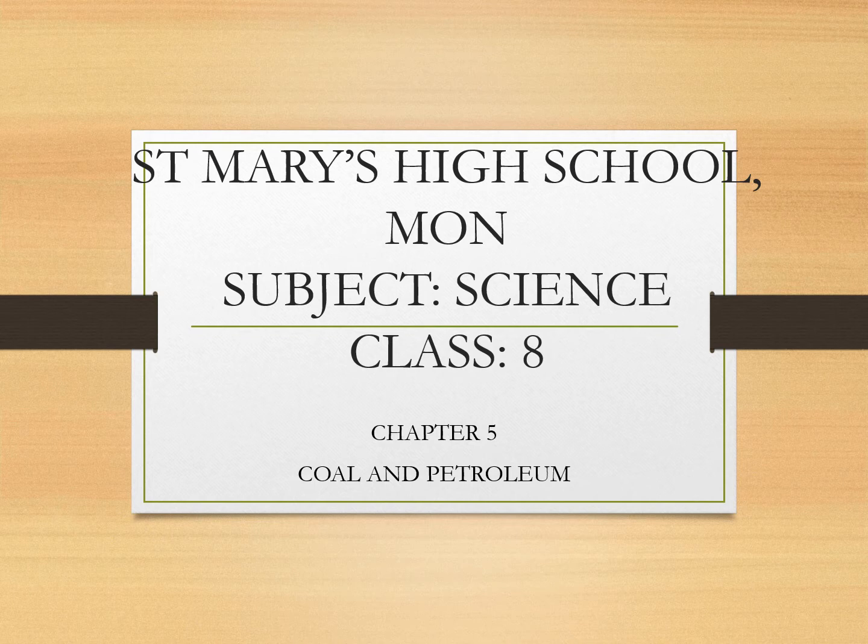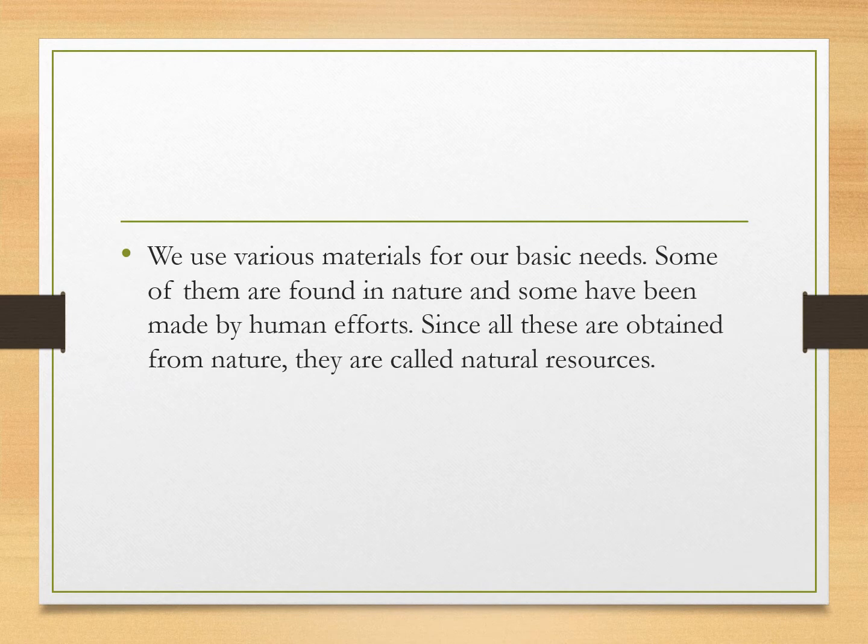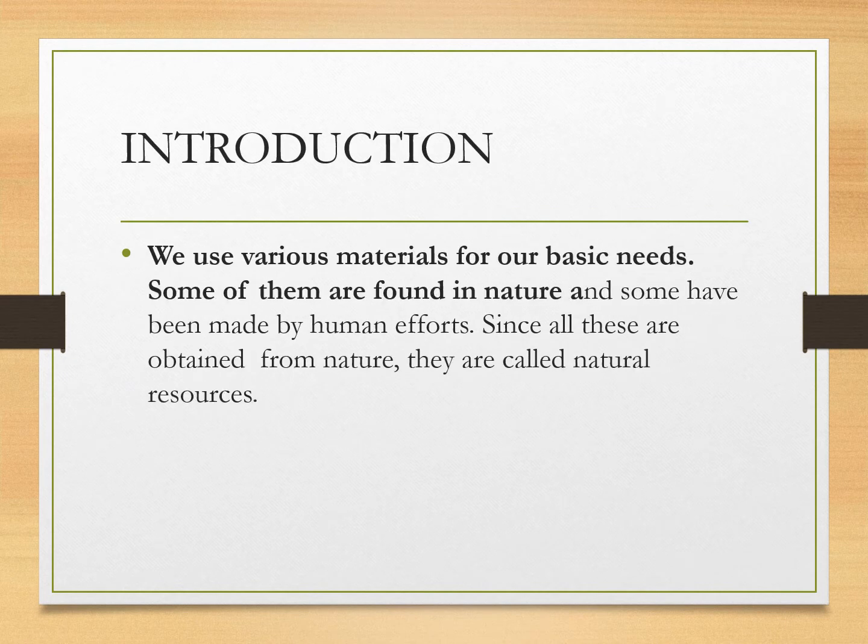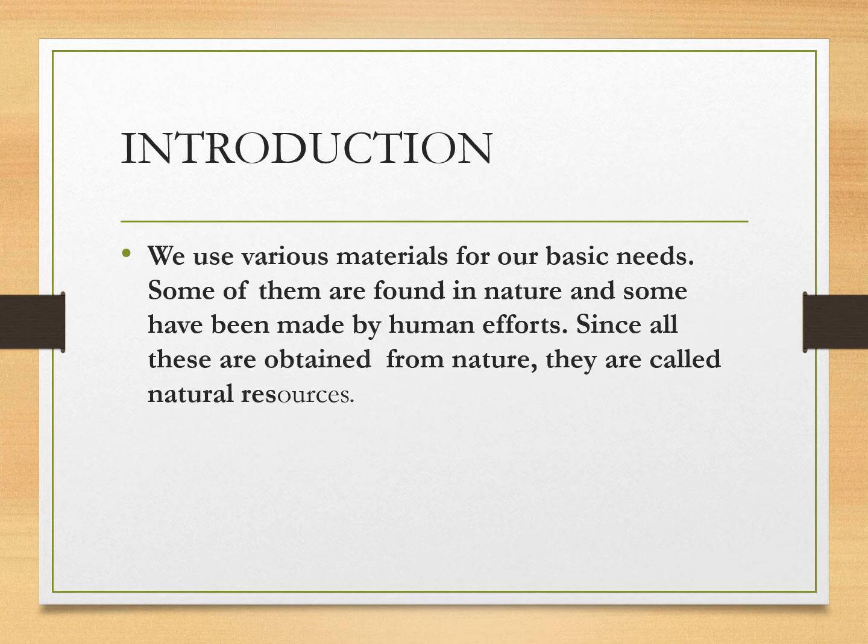There are some resources that have been made by human beings. You can classify them. What are the materials that are made by human beings? If you talk about your pen, your pencil, your books, your chair, your table, what are all those? These are all materials that have been made by human beings. So as I've been discussing, we use various materials for our basic needs, and some of them are found in nature, and some have been made by human effort.